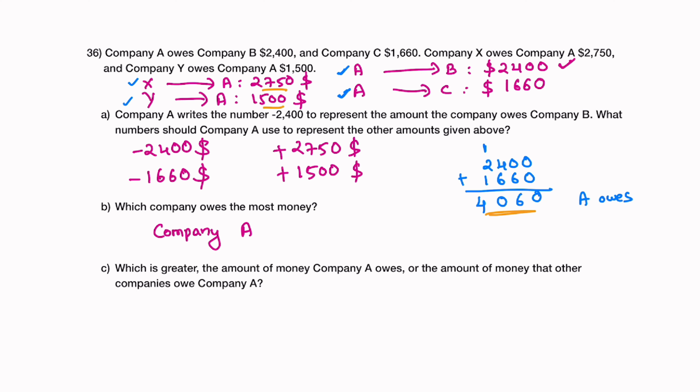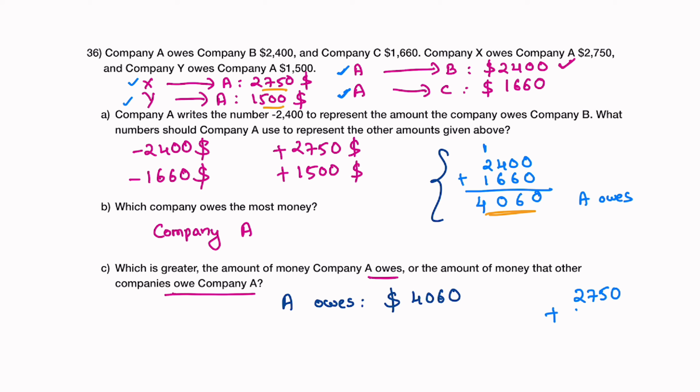Which is greater? The amount of money company A owes, or the amount of money that other companies owe to company A? Okay, so which one is bigger, the money that company A has to pay or the money that company A has to receive? Now here we have already done these calculations, right? So that's what company A owes. So let's write that A owes $4060. Now let's find out how much will it receive from X and Y together. Individually we know it, right?